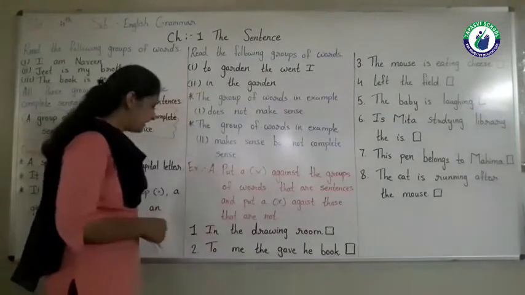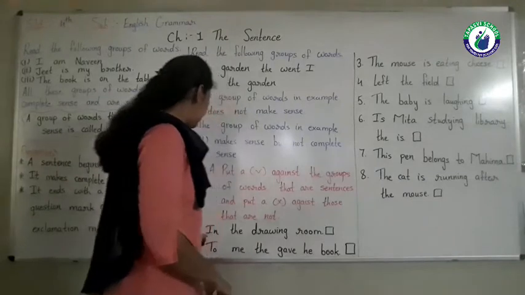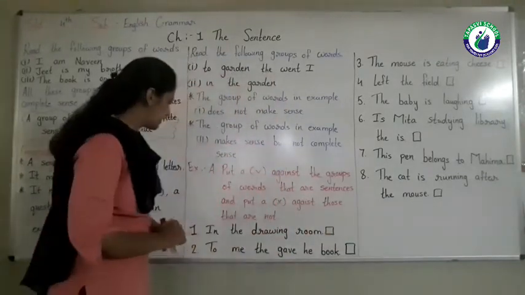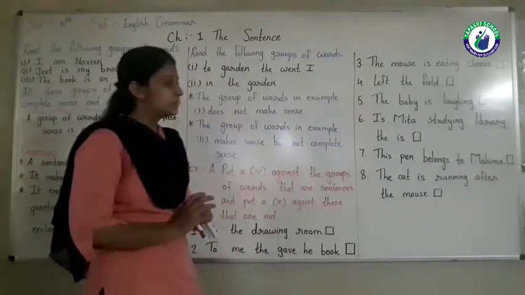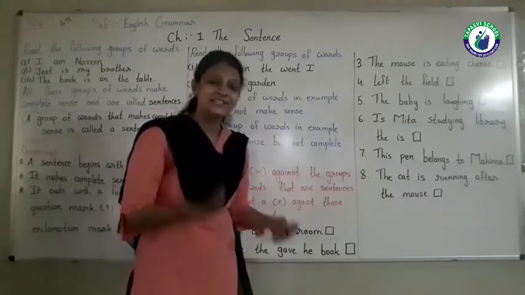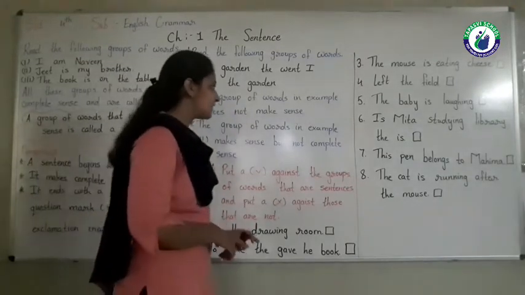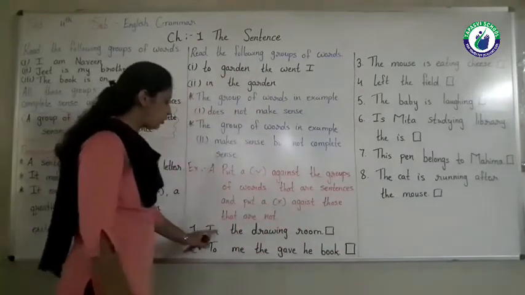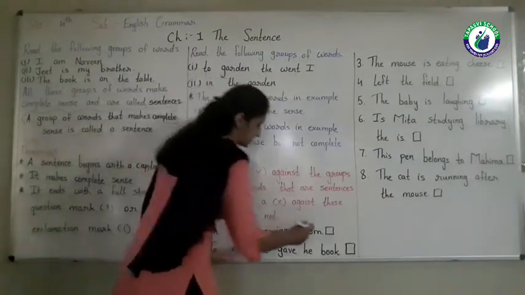So let's see example number 1. Sentence number 1. In the drawing room. Look at the sentence. In these groups of words, it makes a sense but not complete sense. उसका सेंस निकलता है, उसका मीनिंग निकलता है, लेकिन ये complete sentence नहीं है. So in front of sentence number 1, we have to put cross.